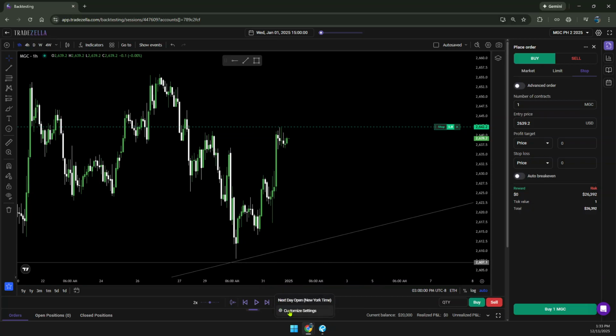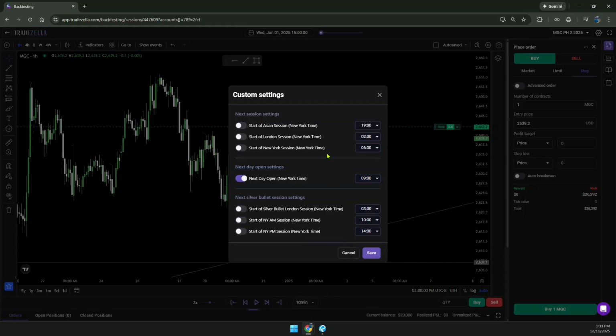Next, you want to go down here, and this looks like go to a specific day and customize settings. For me, I just go to the next day, New York time. This is New York time, so I set it for 9 a.m., which is 6 a.m. for me. So I want to jump to the morning. When I see my time appears at 18, I want to jump to the morning.